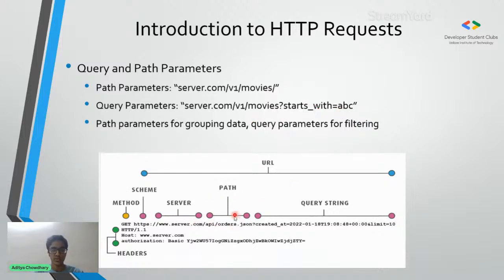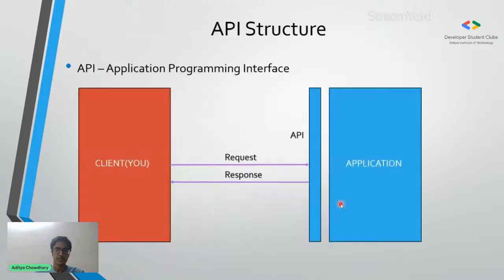And you can see over here as well, this path orders API. These are all like path parameters. The query string created at is this timestamp over here. The limit is equal to 10. So this is used to give information to the server as part of its request.